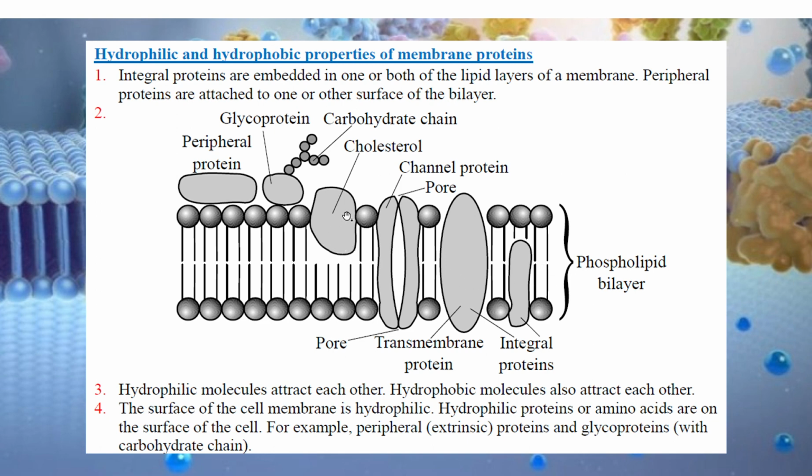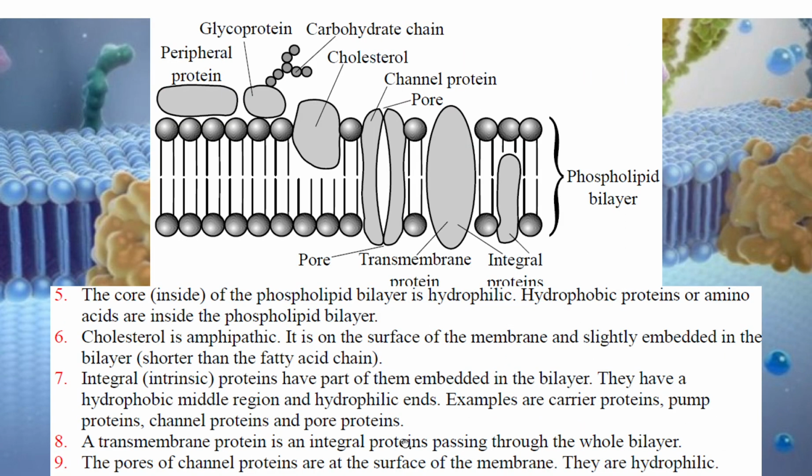For example, cholesterol. Cholesterol is special, it enhances the structure of the cell membrane. Okay. Hydrophilic molecules attract each other. Hydrophobic molecules also attract each other. Very fun. The surface of the cell membrane is hydrophilic, so hydrophilic protein amino acids are there. Okay. Inside is hydrophobic. The core of the phospholipid bilayer is hydrophobic, so hydrophobic protein amino acids are inside. Okay, and some are amphipathic. For example, cholesterol is amphipathic. Okay, it has two parts, so it can be partially inside.